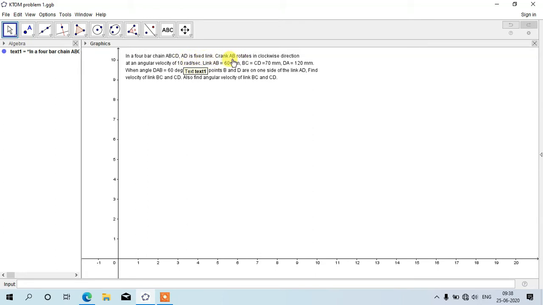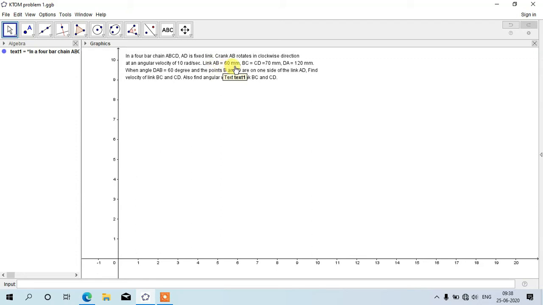crank AB. So AB is a crank which rotates in clockwise direction at an angular velocity of 10 radian per second. So we are given the omega, angular velocity of this crank AB, which is equal to 10 radian per second. Link AB is equal to 60 mm. So the lengths of links are given.